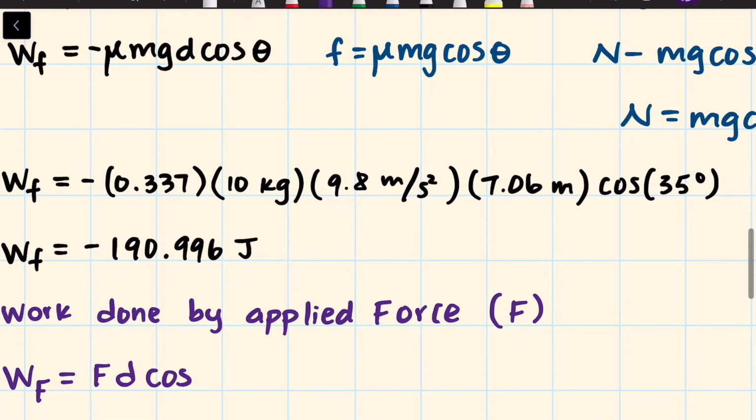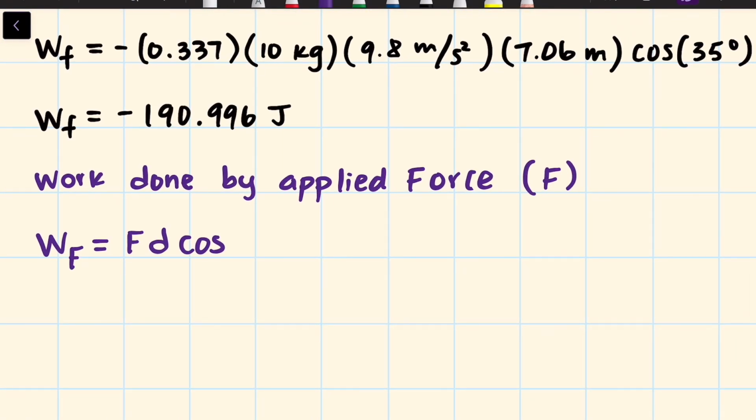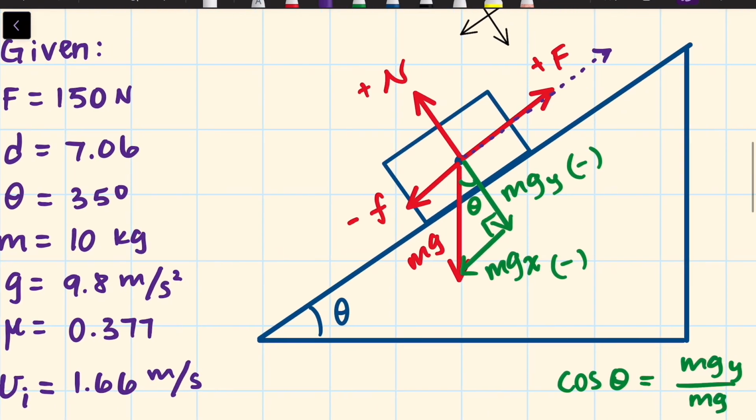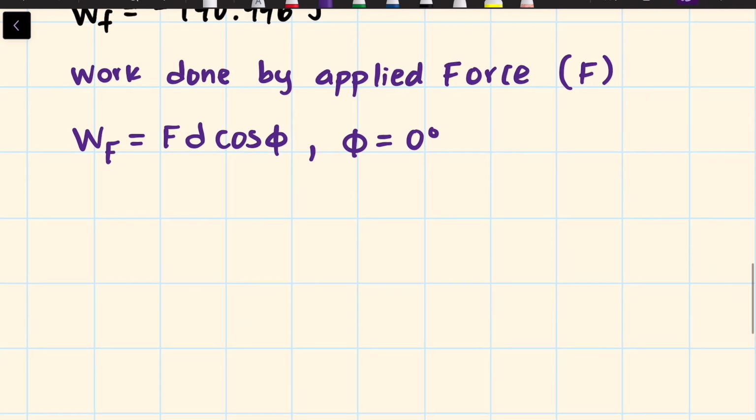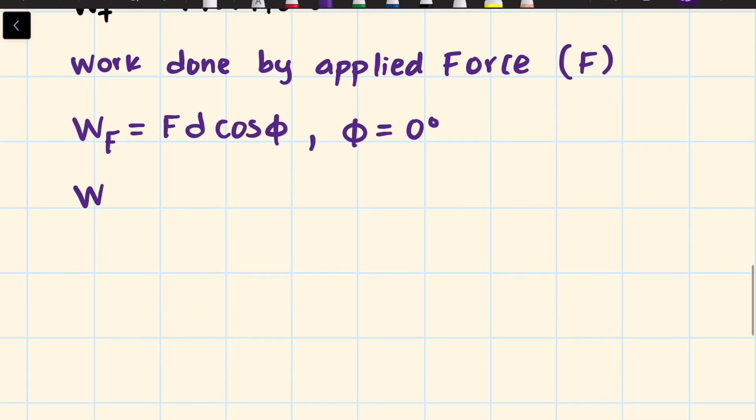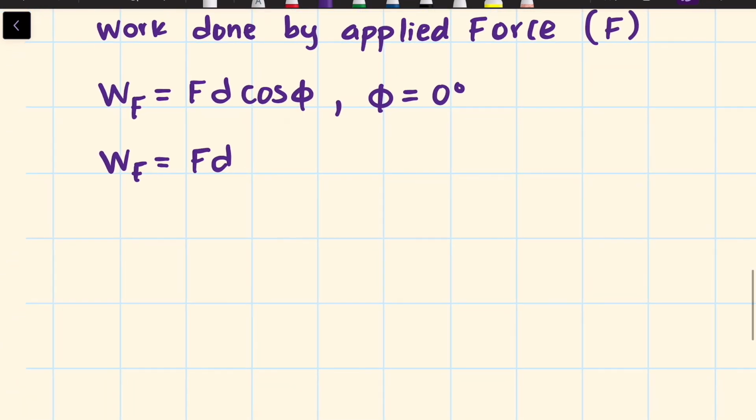So we need another Greek letter. Let's go for phi. And let's think about what phi is. Well, here's the direction of motion. Here's the head of my force vector. So the angle between those two is 0. So the work is maximized. Okay? So that means the work done by the applied force is simply applied force times distance, because theta is 0, the cosine of 0 is 1.